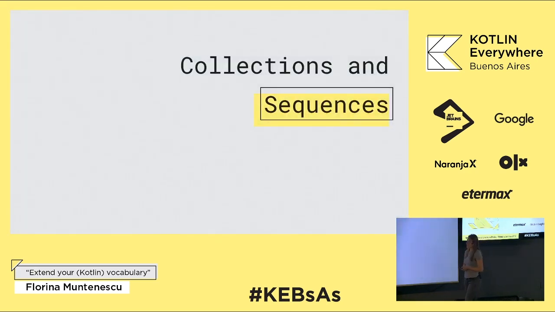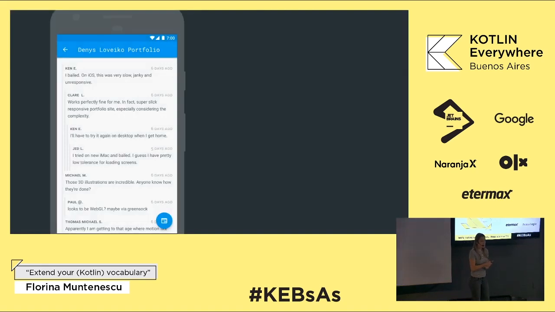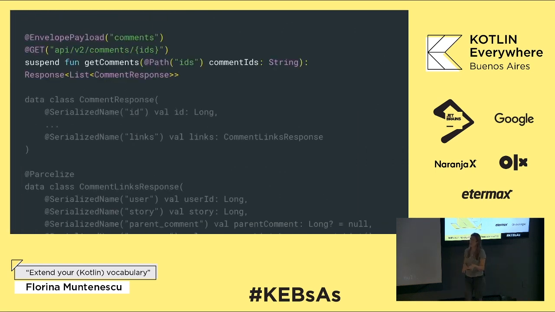Okay, that was it with sealed classes. Now let's look at collections and sequences. So I was saying that in one of our sample apps, we had something like this. So we had a story that could get comments, and then you could either add comments to the story or add a comment to a reply, or you could even add a reply to another reply. So let me show the API.